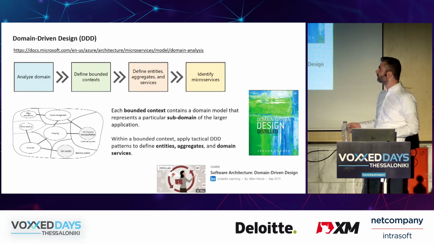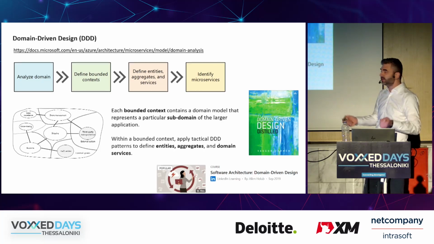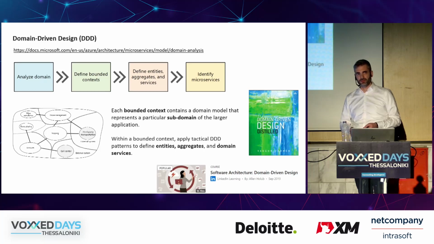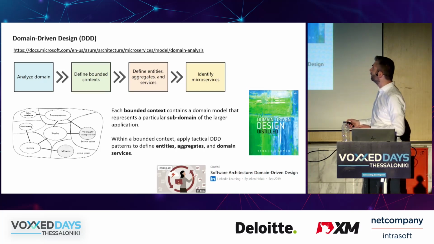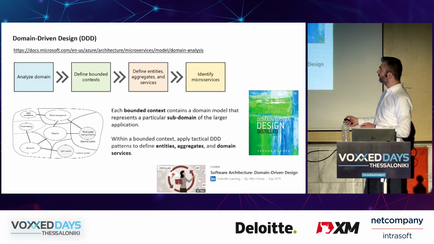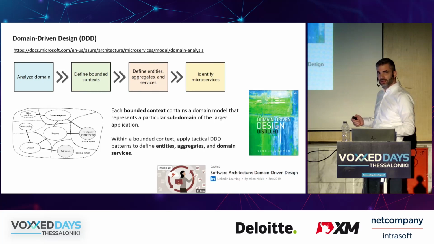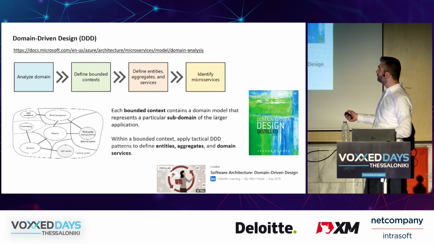using DDD. In the first step, you analyze the domain, the whole thing basically. Then you split it up into bounded contexts. A bounded context is a domain model for a subdomain, so part of the whole domain. Then within each subdomain or each bounded context, you define entities, aggregates, and services. I will talk about what these are in the upcoming slides, and based on these, you can identify microservices.